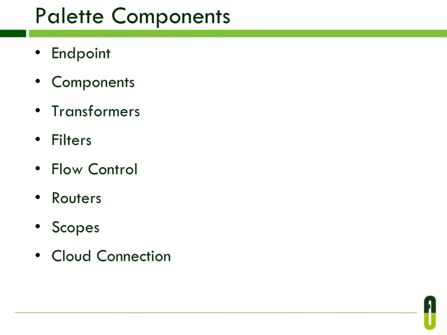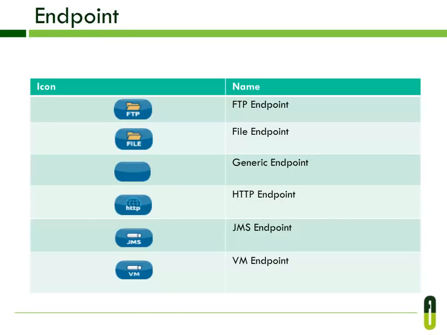Here you can see the different types of palette components in Mule Studio. Here you can see the different types of endpoints. Generally, endpoints send and receive data, and are responsible for connecting to external resources and delivering messages. First we will discuss the FTP endpoint. FTP endpoint. This endpoint reads files from an FTP server. This endpoint carries all the information for an FTP connection. The host and port values are required.